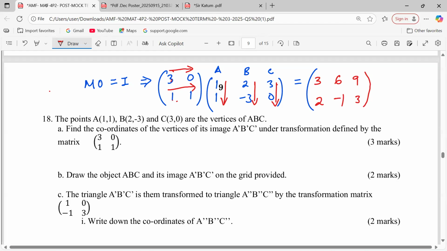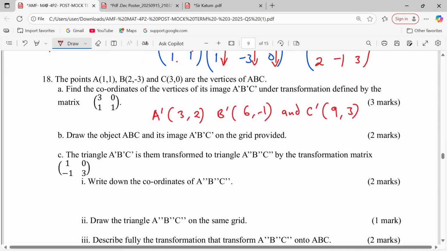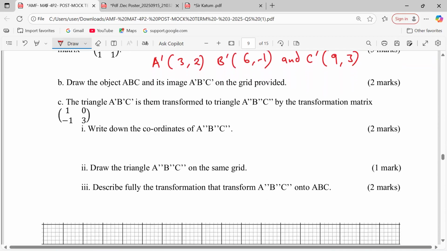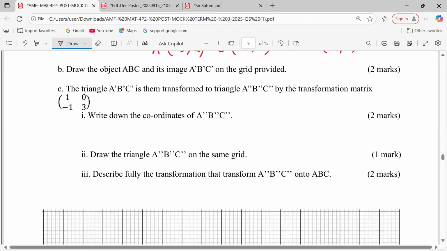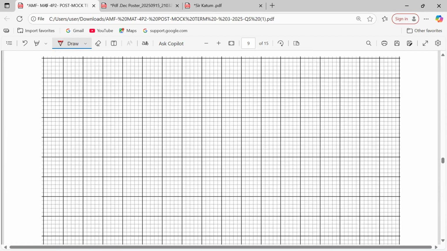So now we have to list as coordinates. A prime is (3, 2), B prime is (6, -1), then C prime is (9, 3). So we have the coordinates of the image triangle of ABC. Look at the second assignment of drawing the object together with its image. Let's proceed to that. We utilize the Cartesian plane very well.